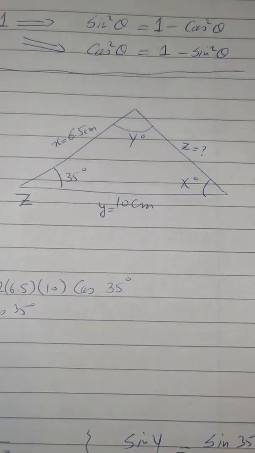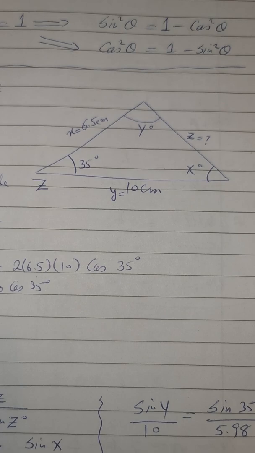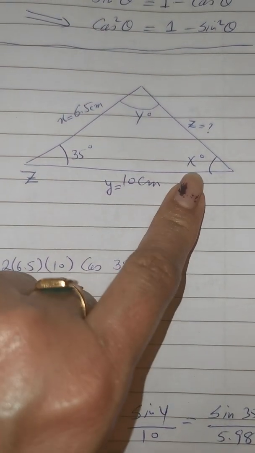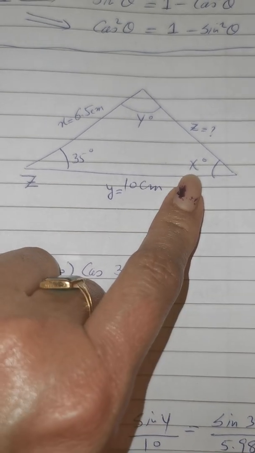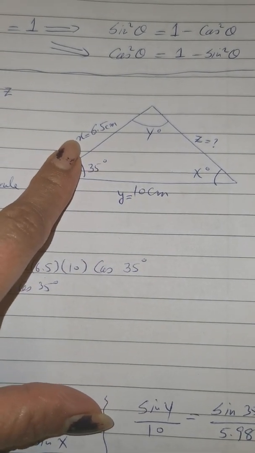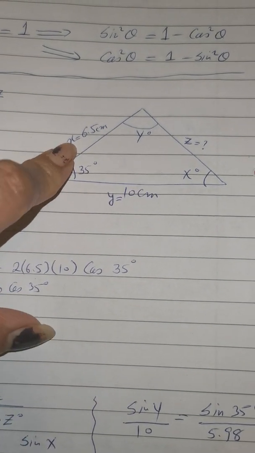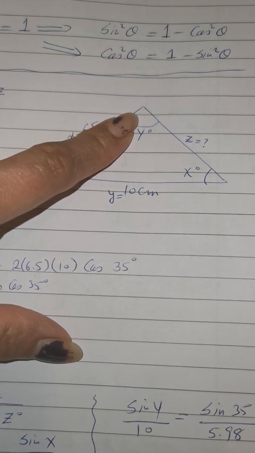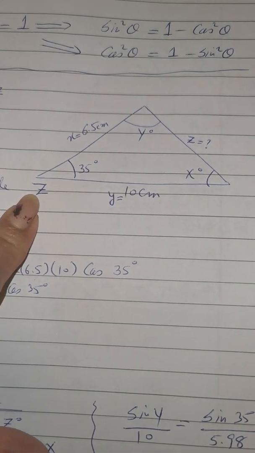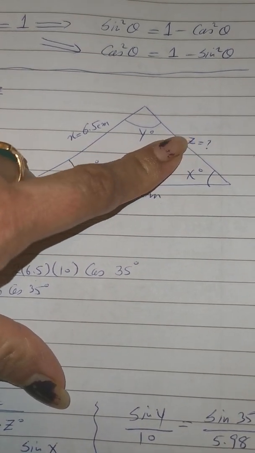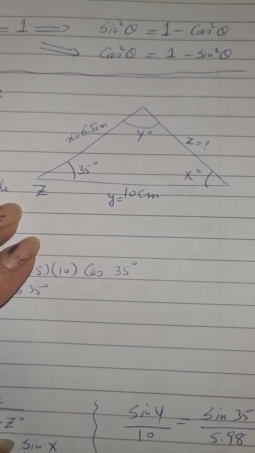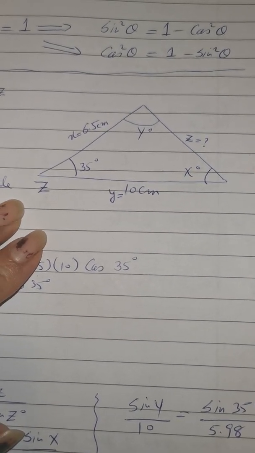First of all, as I have told you earlier, we will complete the triangle. The procedure is how to complete the triangle. If angle x is given, then the opposite side of x will be small x, so I will name this small x. If angle y is given, then the opposite side will be small y. And if z is given, then the opposite side will be small z. So we have to complete this triangle first of all. Then we will go further.